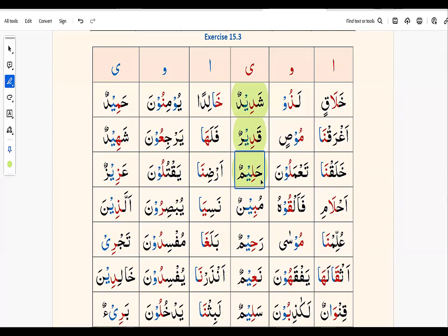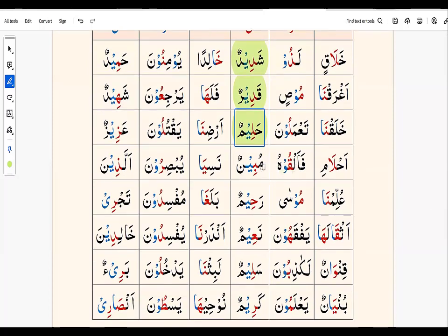So this is read Halimun. Halimun. Well done, mashallah, really good job. And next we can see the next example where there is ya madiyya again. Can you have a go, please? Mubinnan. Well done, really good job.